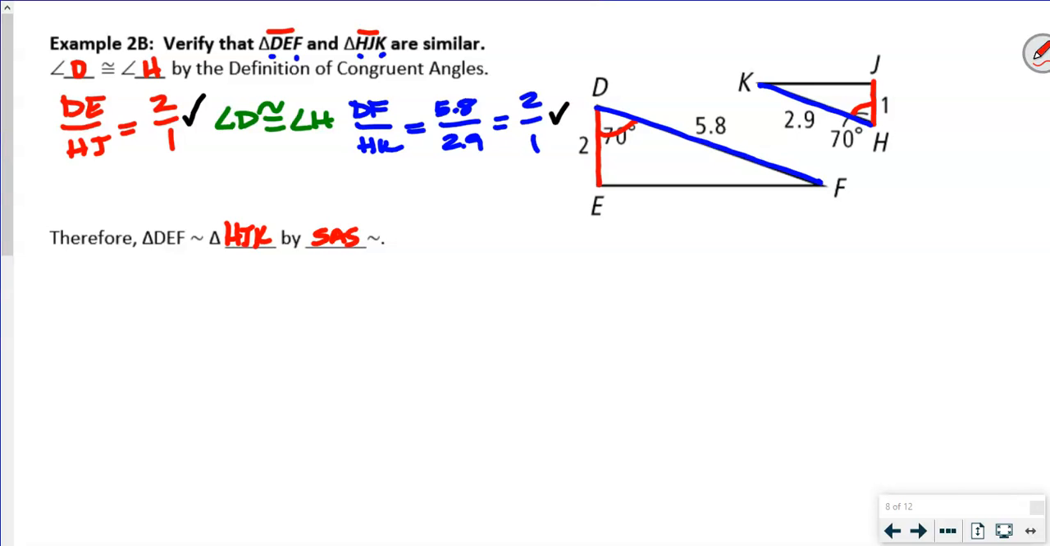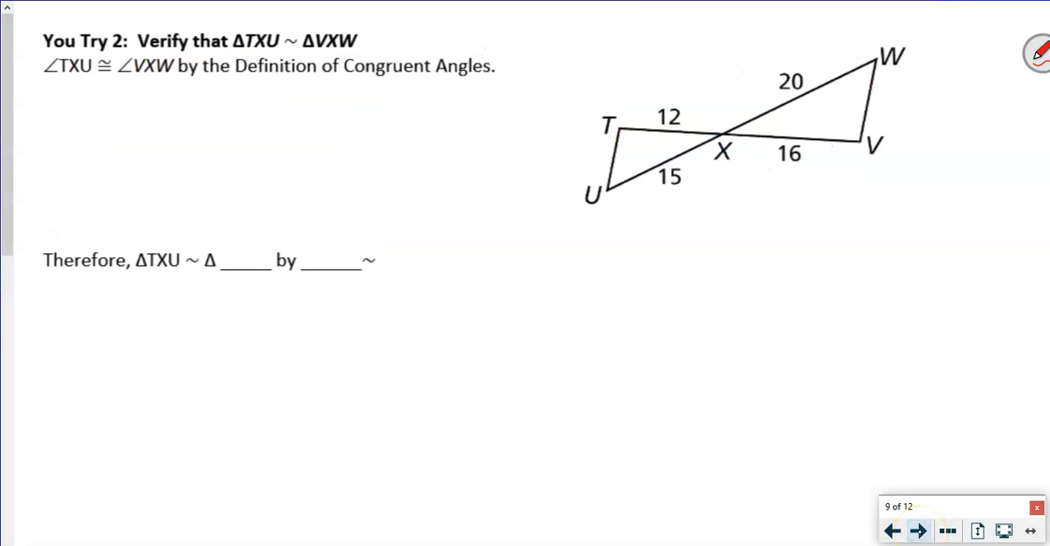So remember, when we're dealing with similarity, it means we get the same ratio, not the same length, okay? Versus congruence, okay? So let's see if you guys can do this one. Come back to me when you're done.